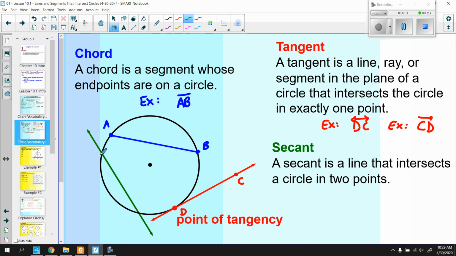Last one, secant, is a line, or I guess a ray, that intersects the circle in 2 points. So let's call these points E and F. So for an example of a line that is secant to the circle, you would say something like line EF, okay?